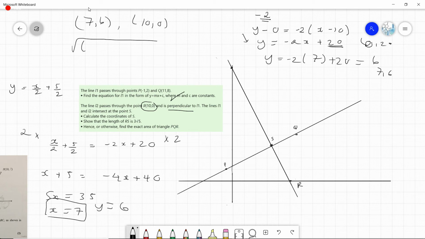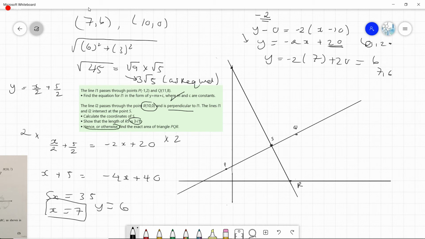So that's my R and that's my S. So all I do is 6 take away 0, which gives me 6 squared. And 10 take away 7 is going to be 3 squared. And that gives us a nice answer of square root 45, which can be rewritten in surd form as square root 9 times square root of 5. And square root 9, therefore, will be 3 root 5 as required. So we've shown the examiner that we're doing exactly what they are telling us.